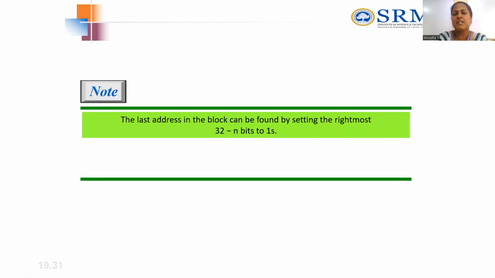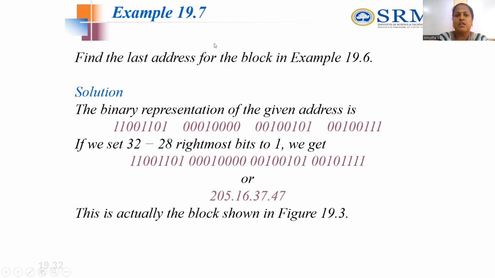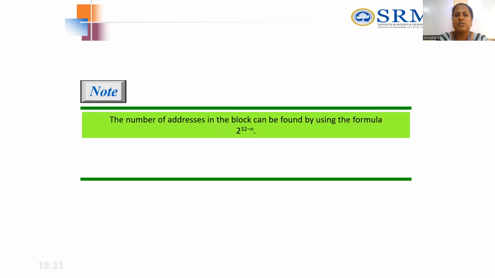Similarly, the last address in the block can be found by setting the rightmost 32 minus n bits to 1. So consider the same IP address. 32 minus 28 is 4 bits. So the rightmost four bits are changed into one. We will get the corresponding decimal notation .47. So 205.16.37.47 is the last address for this network.